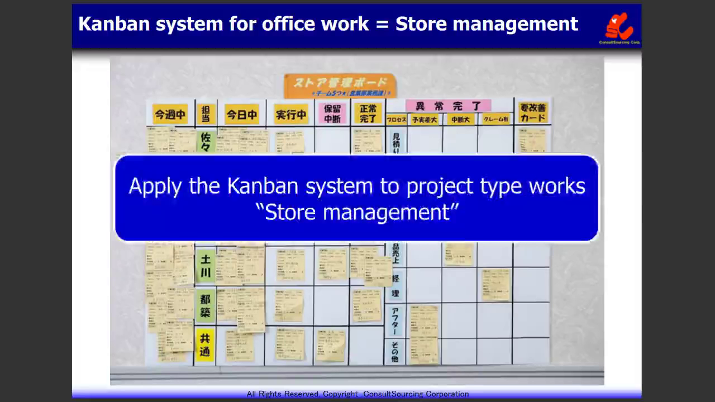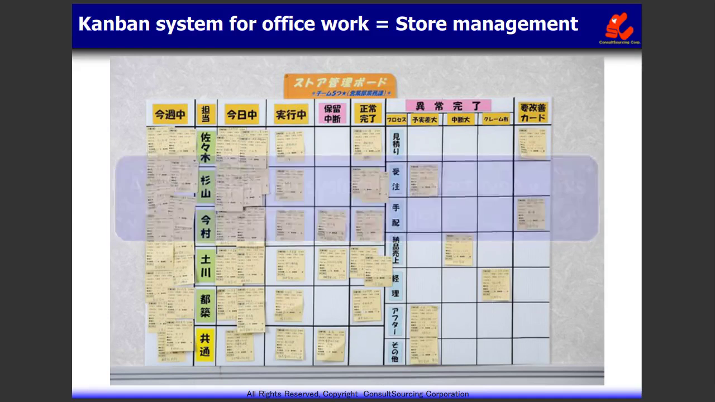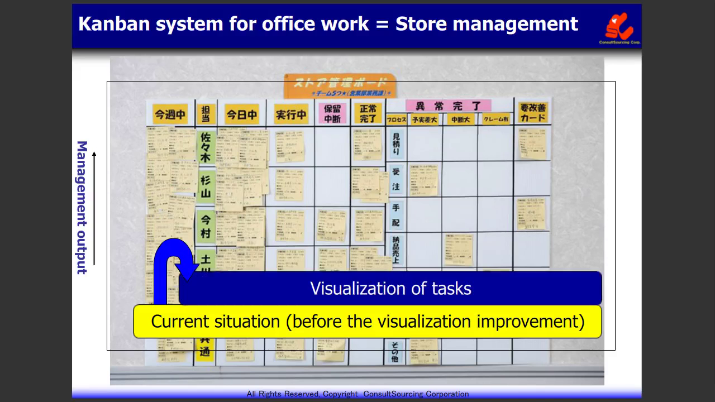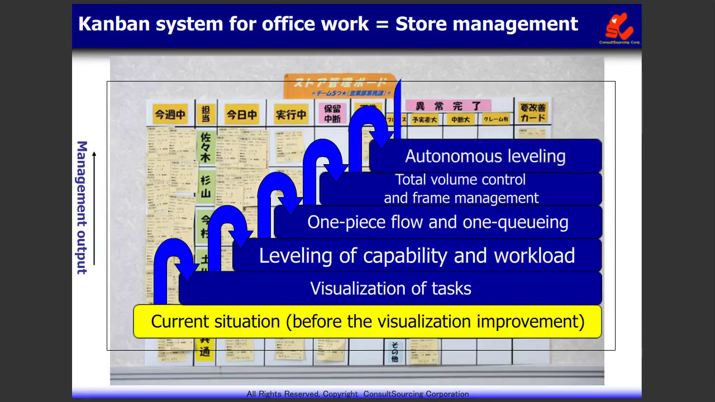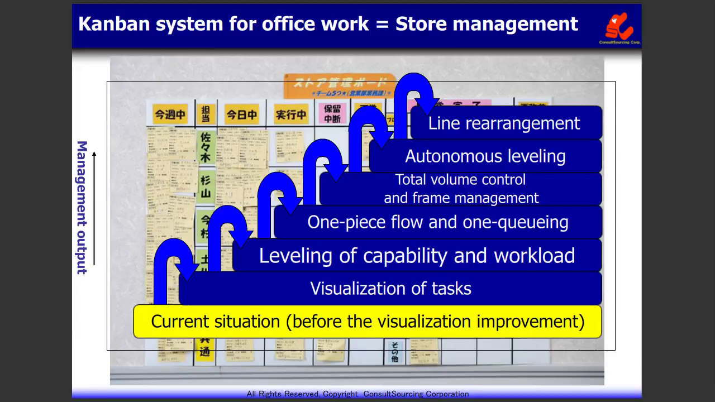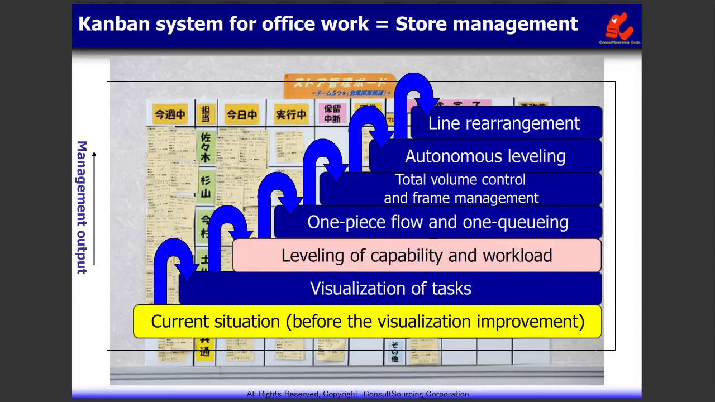Store management is a management method for project-type works in sales, development, and support. The Kanban system is applied, and you will write down your tasks on the cards and post them. It starts from visualization of work, and then enhances the management level by implementing leveling, one-piece flow, and total volume control to pursue a higher output. This video introduces the store management method for leveling.